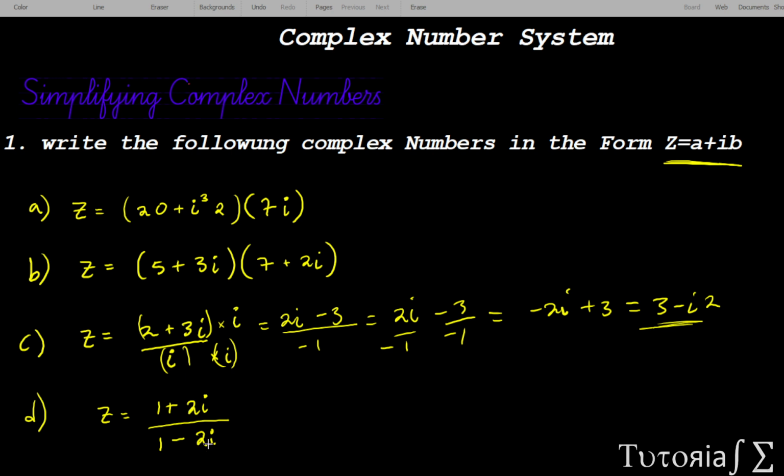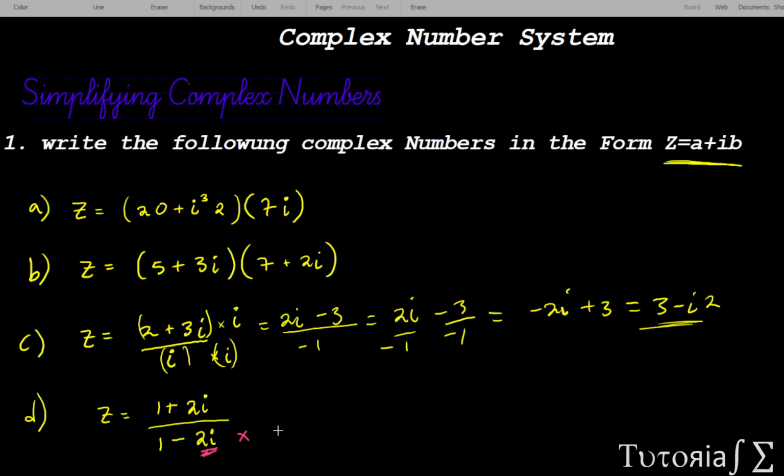Then for this one, we introduce what we call the conjugate. For you to simplify a case where you have a complex number on the denominator and the numerator, we introduce what we call a conjugate, and this conjugate will be the inverse of the denominator. So what you do is you multiply by the inverse of the denominator. How do you find it? You check the sign for the imaginary part. Okay, so you write the real part the way it is.